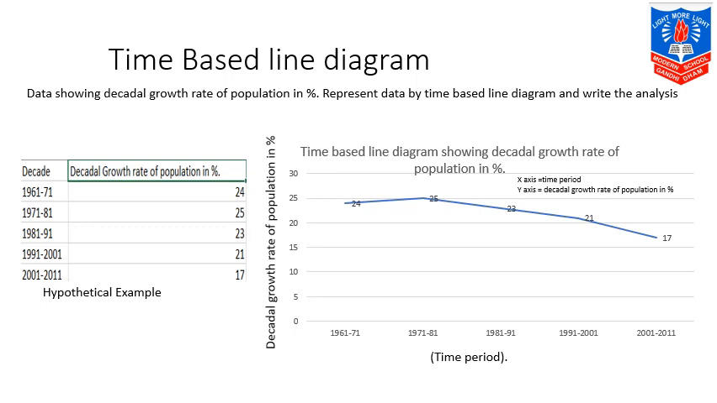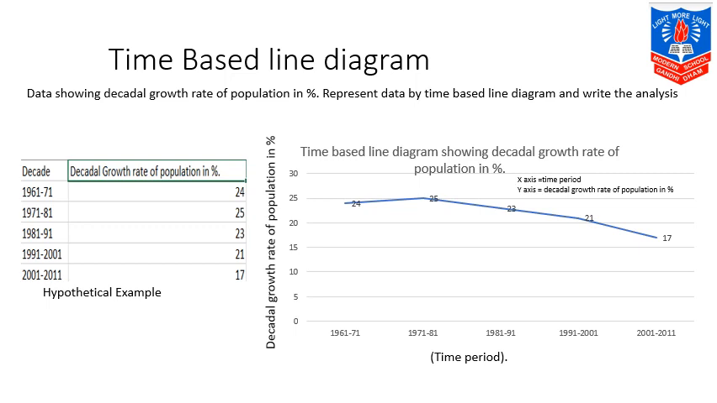1961-71 it was 24, 71-81 it was 25, from the year 1981 to 1991 it is 23, 1991 to 2001 it is 21, whereas the last one, that is from 2001 to 2011, it was 17.